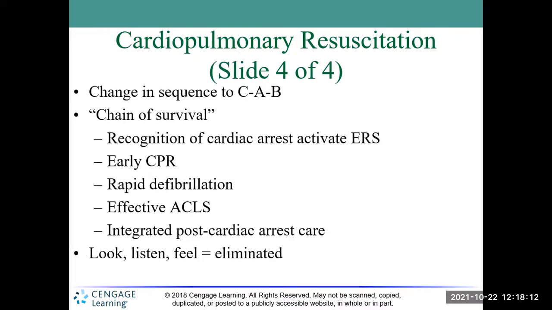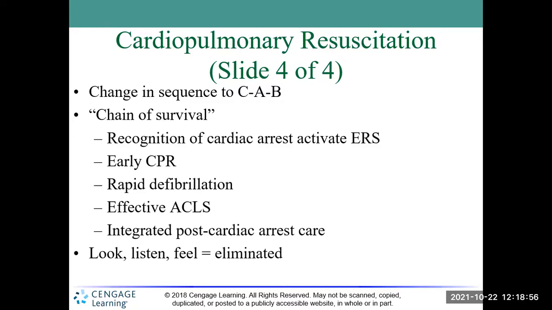Now, that change that I mentioned has occurred, where now the chain of survival is now the CAB. So circulation is first now, and then we can check airway and breathing. So now the chain of survival is recognizing cardiac arrest, activating the emergency response system, beginning early CPR, defibrillation, and effective ACLS. And then, of course, after it's completed and the patient is now resuscitated, integrating post-cardiac arrest care is just as important.